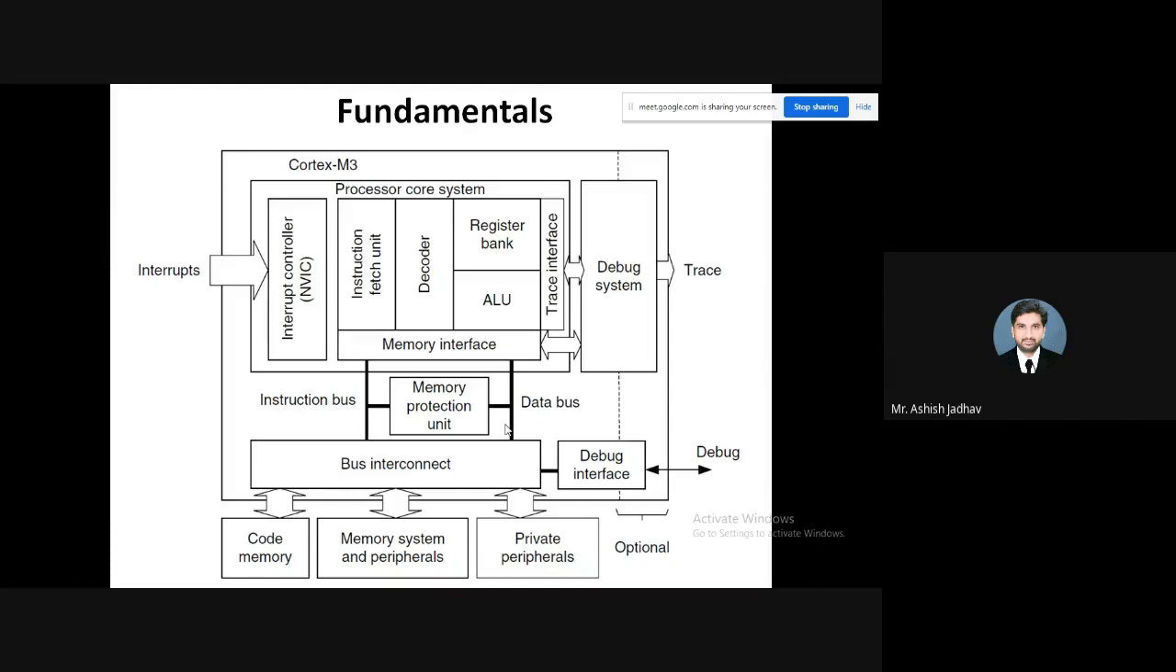So what is the advantage of having a separate instruction and data bus? Time of execution will be reduced. Instructions will be taken into the processor through a different path, and data is accessed through a different path. That's why the time required by the processor for execution would be reduced.